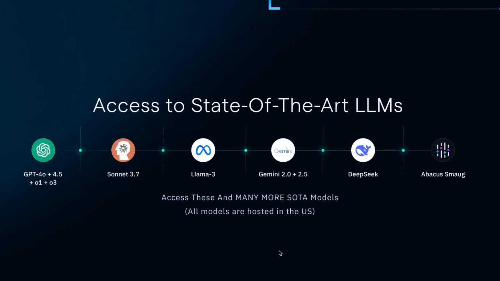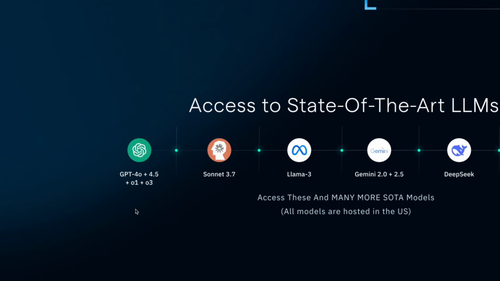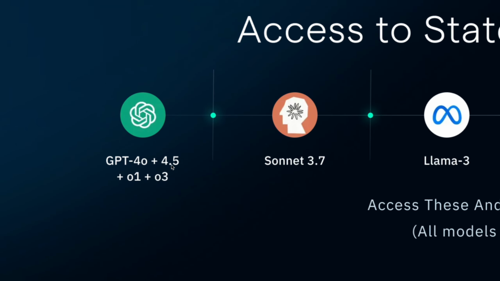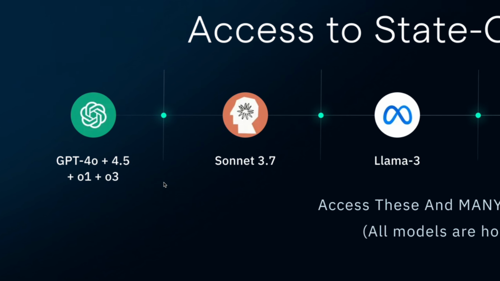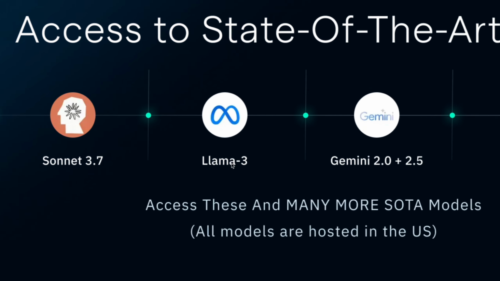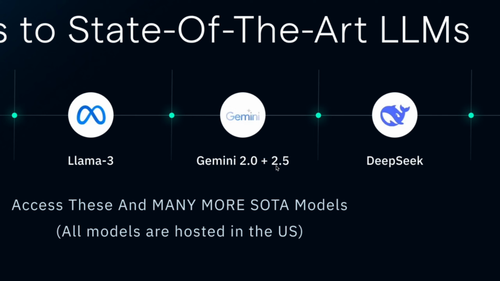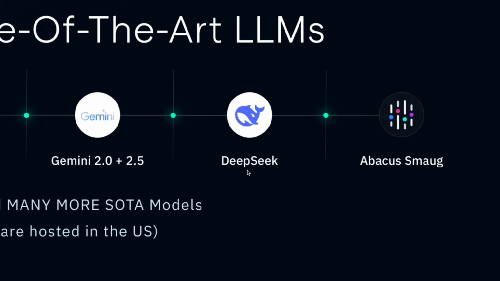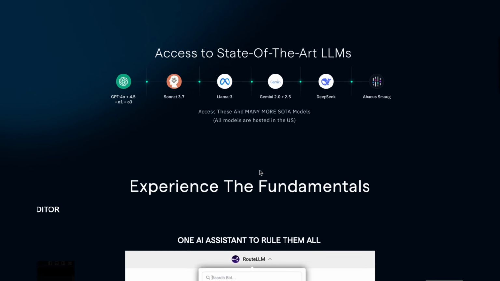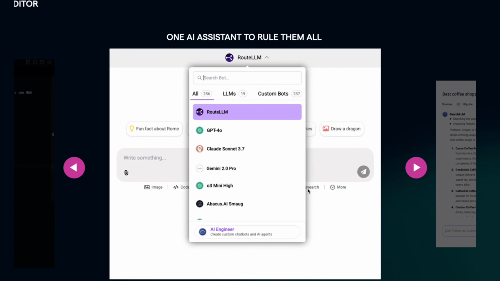And here are a few language models that you have access to. For example, you have ChatGPT 4.0, 4.5, o1, and o3. You have Sonnet 3.7, you have Llama, Gemini 2.0 and 2.5, DeepSeek, and Abacus Smaug. So there are a few models that I just mentioned. And here is how it works.